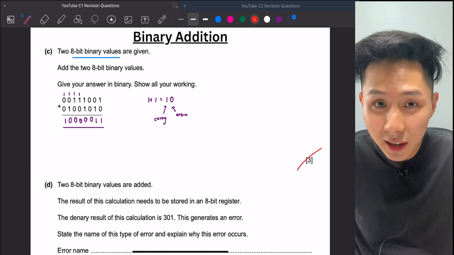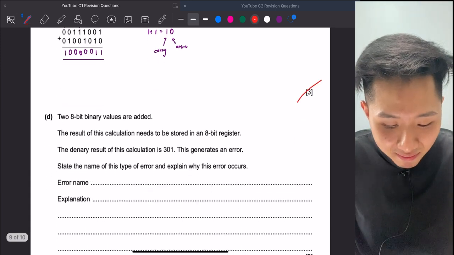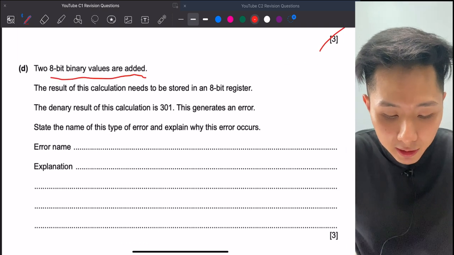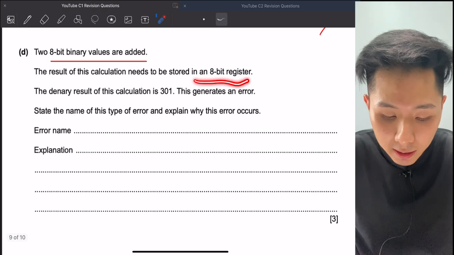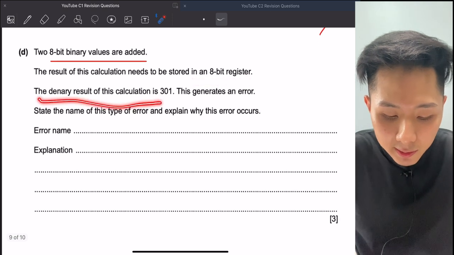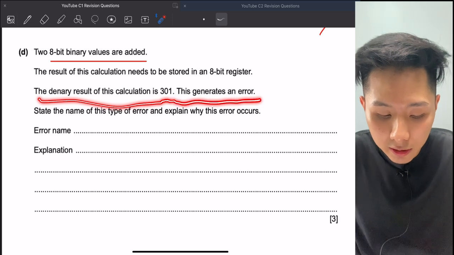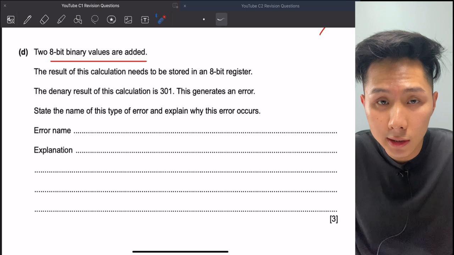So please do not get it wrong. I believe these are quite straightforward. And the next question: two 8-bit binary values are added. The result of this calculation needs to be stored in an 8-bit register. And the binary result of this calculation is 301. This generates an error. State the name of this type of error and explain why this error occurs.